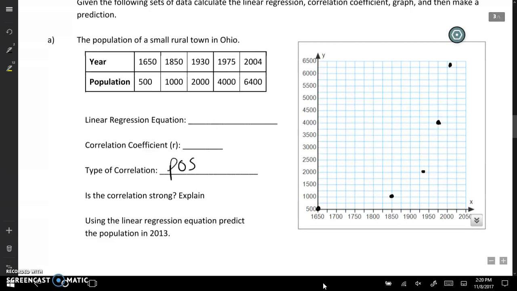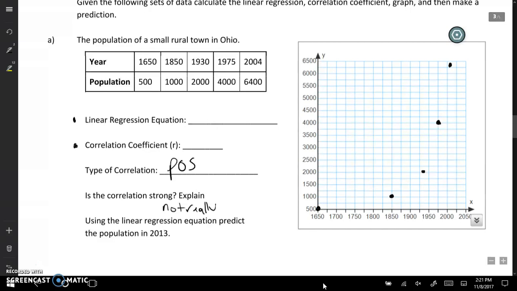We are going to find the linear regression equation and the correlation coefficient tomorrow with our calculators. You need to make sure you bring your calculators tomorrow. Do you think that's a pretty strong correlation? I don't know. I think it's going up. I don't know how much of a line it really makes, so I'm probably going to predict and say not really.